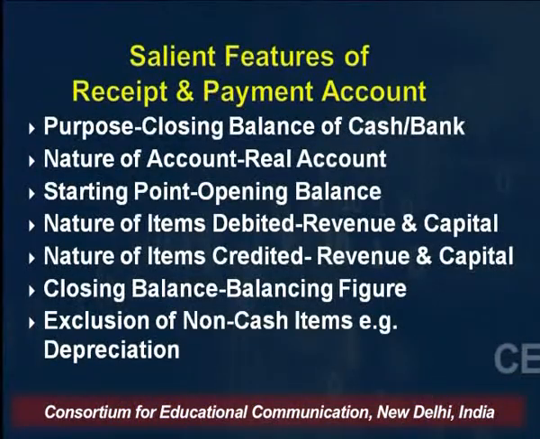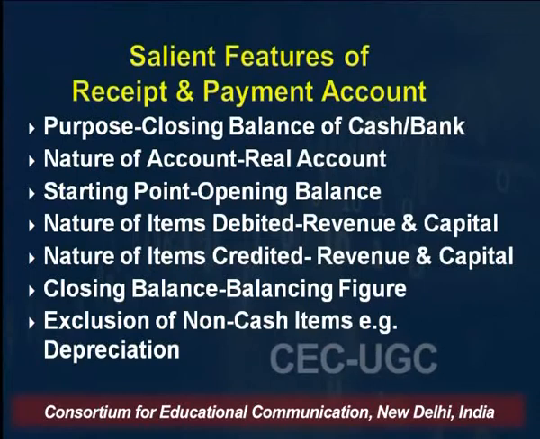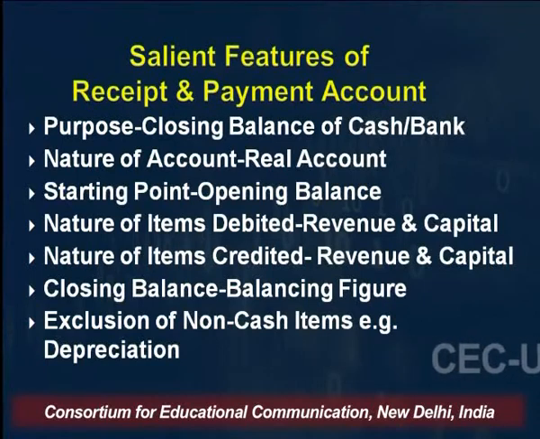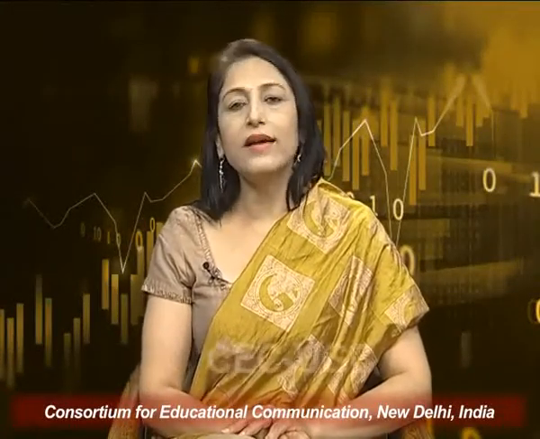So the balancing figure would be either the cash or the bank, a positive value or a negative value. Let's say my debit side is higher, where the debit side represents receipts and the credit side represents payments. If my debit side is higher, then certainly I would have a positive balance at the end of the accounting period, right?